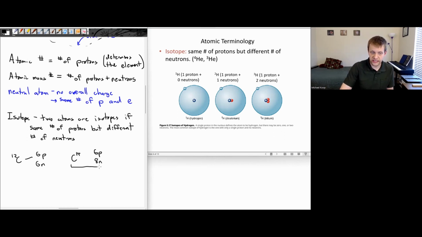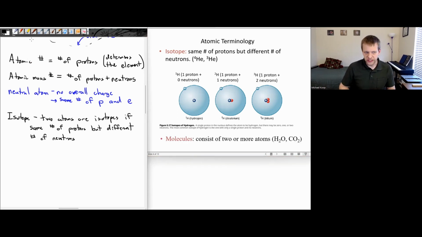And carbon-14 is actually radioactive. It's the form of carbon that's used in carbon dating. Whereas carbon-12 makes up the majority of the carbon that is around in your body, in the air, things like that. Okay. So let me clear that up just for a quick second.